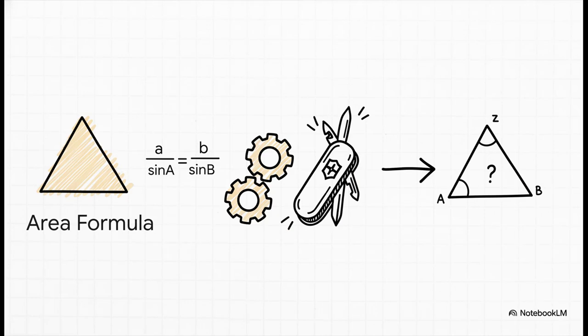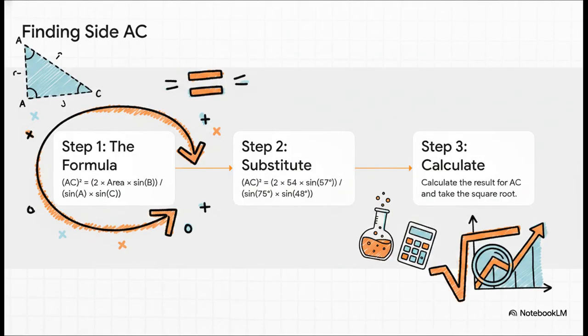Okay, now this is where things get a little bit clever. Normally, you use that formula to find the area. But for a top-level question like this, you can actually use it backwards. By combining it with the sine rule, we can flip it on its head to find a side length from the area. And since we now have all three angles and the area, well, it's the perfect technique for this situation. So here's the magic formula.